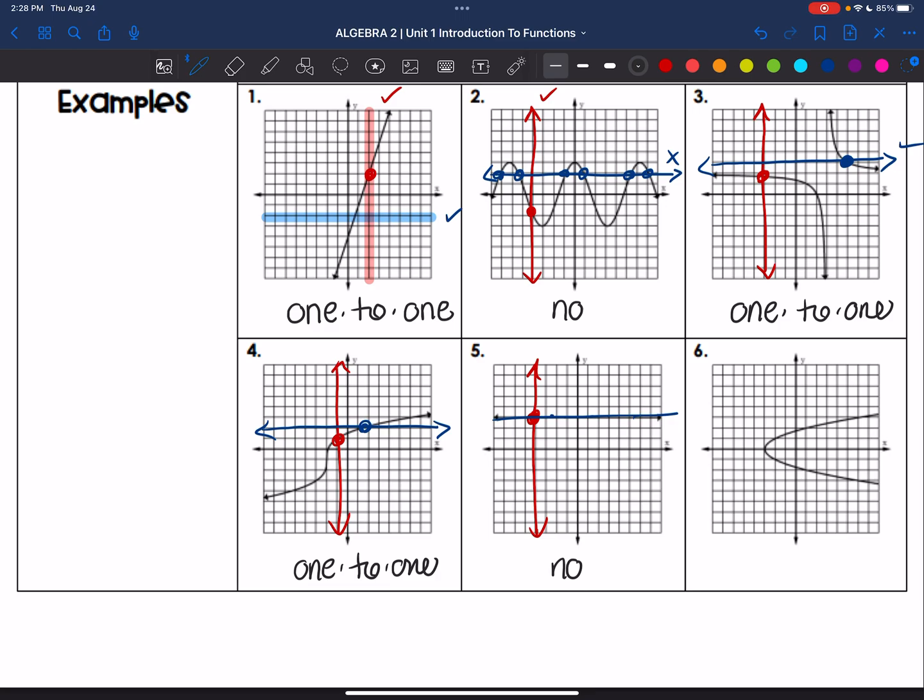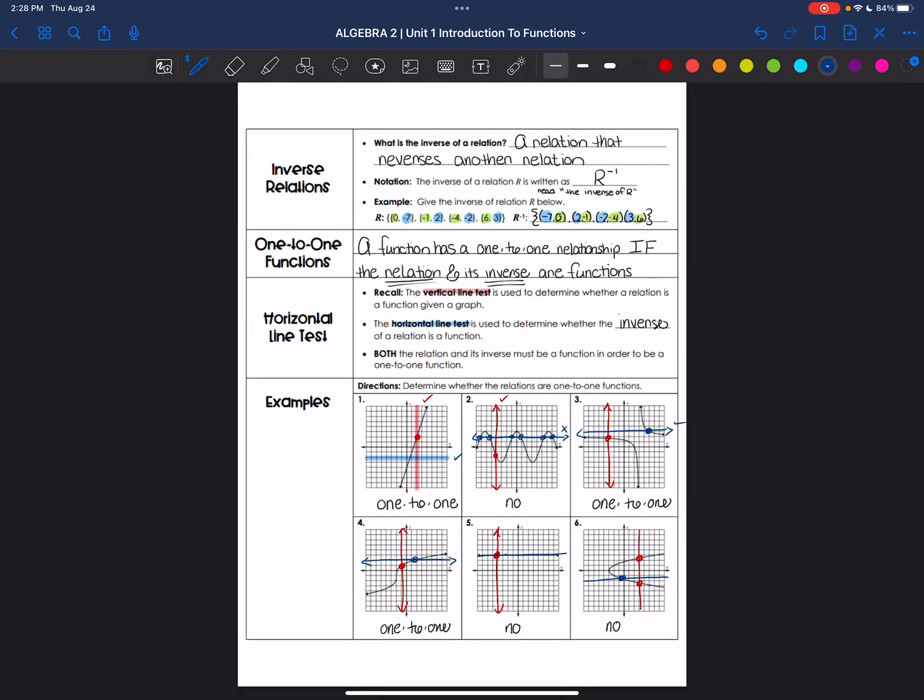All right, what about 6? Is 6 a one-to-one function? When we take our vertical line, what happens? Oof, it does not pass the vertical line test. So it is not a function. Even if I run my horizontal line, it passes that one, but it didn't pass the vertical line test, that first test. And so it is not going to be a one-to-one function.